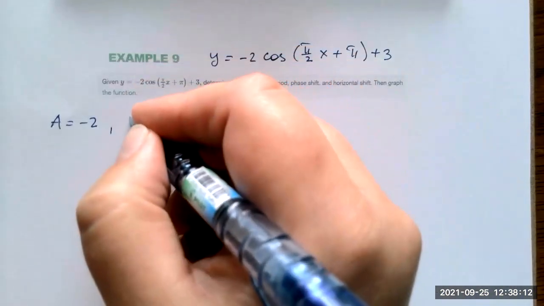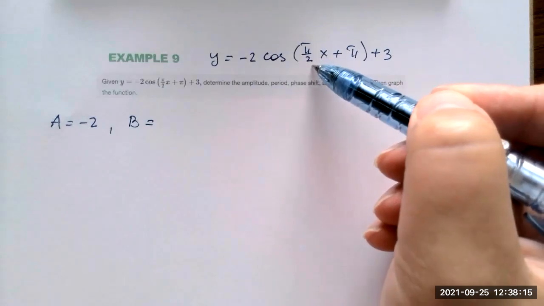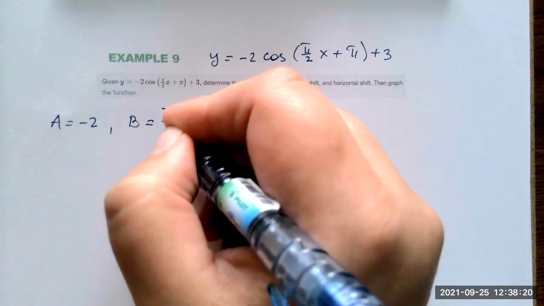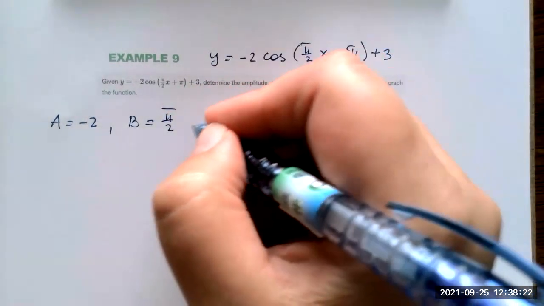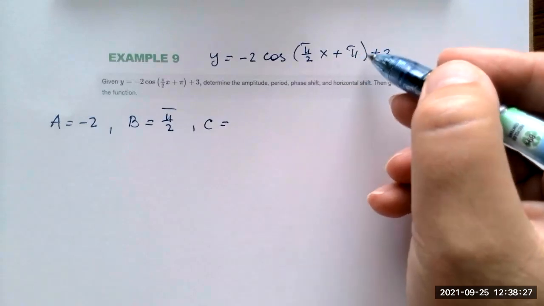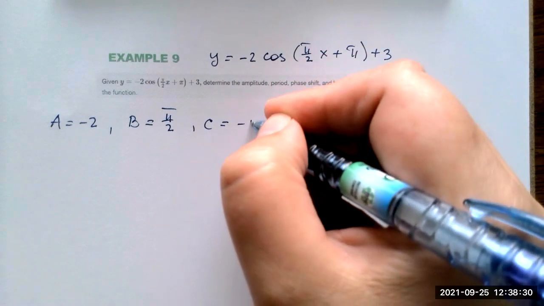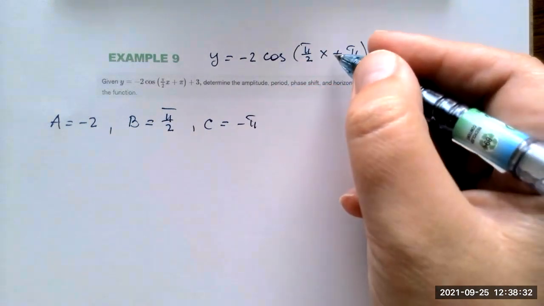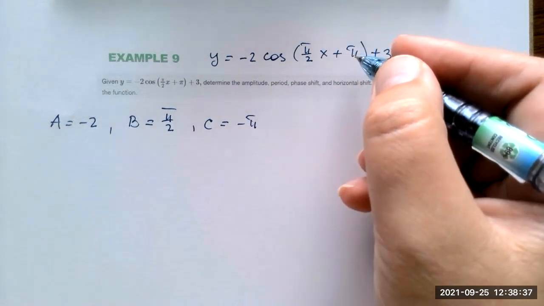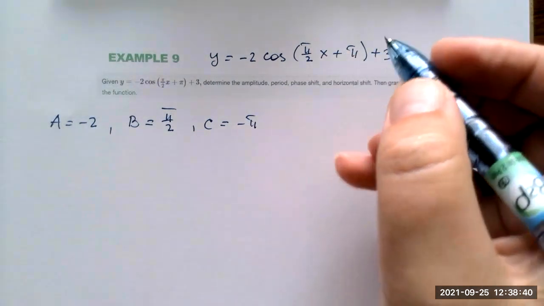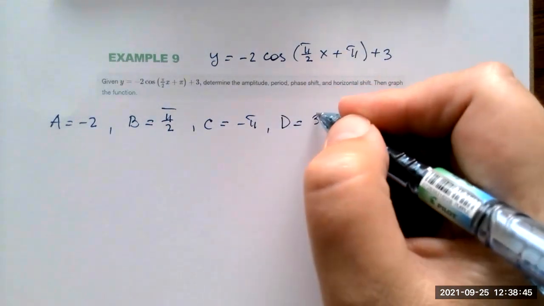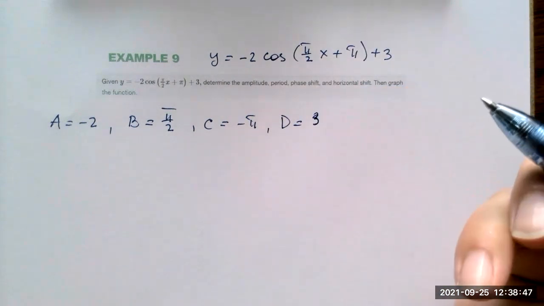Then identifying B. Remember, it's the coefficient in front of x, so it's pi over 2. C is the opposite of pi, so negative pi, because remember in the formula we have a negative sign here, so it's minus a negative pi, which gives us a positive pi. And also D equals 3. Now let's talk about what that means for our graph.